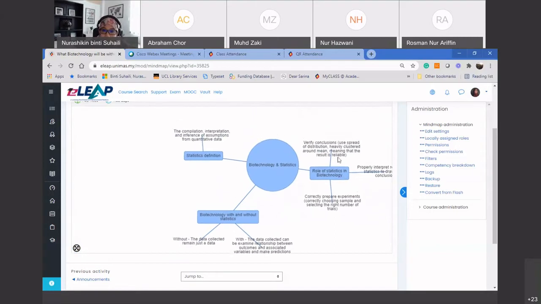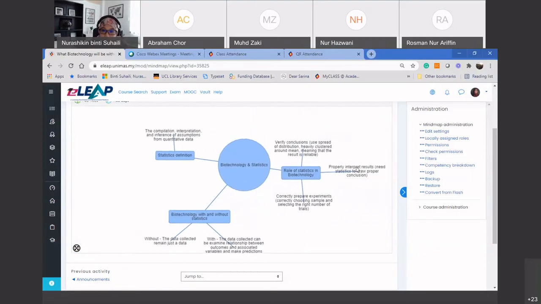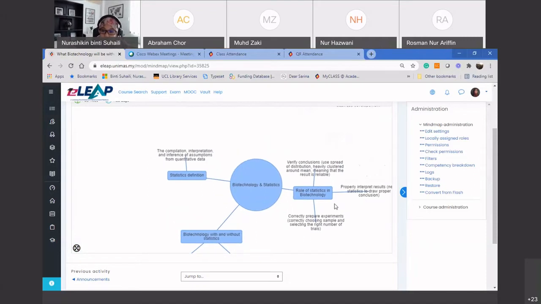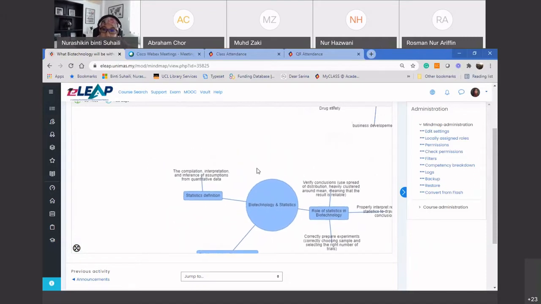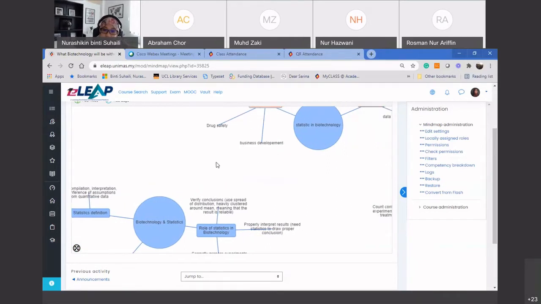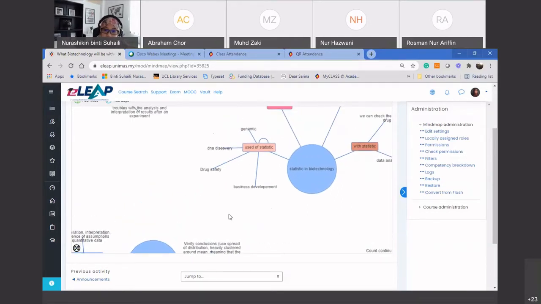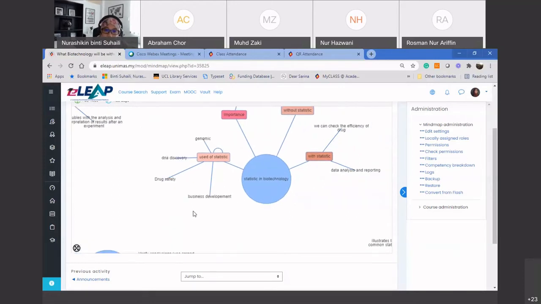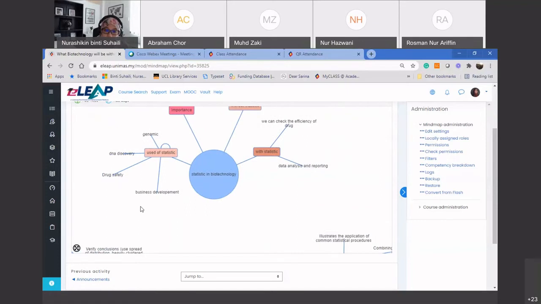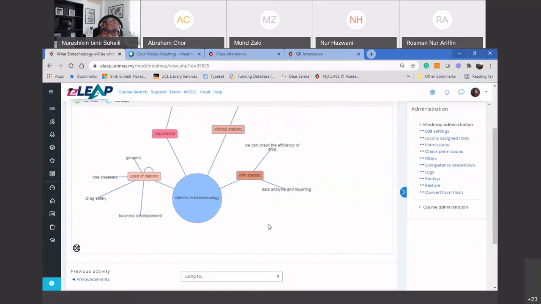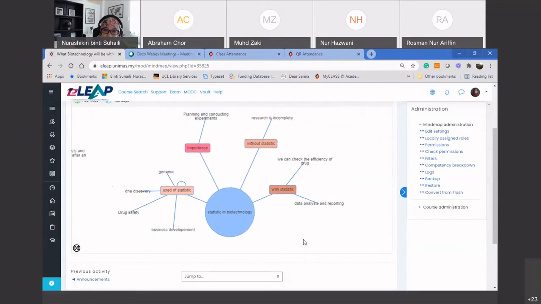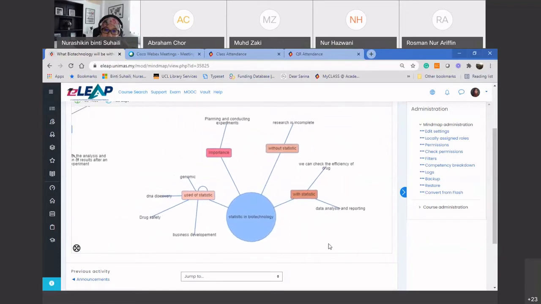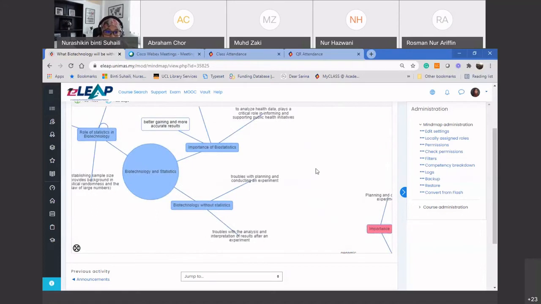What else? Roles of statistics in biotech: properly interpret results, correct. Correctly prepare experiments, yes. Verify the conclusions, yes. Once you determine the mean, the simplest one being the average value, you can use it to represent your data. Use of statistics: DNA discovery, yes. Business development, correct. With statistical data analysis, you can check efficiency. Importance: planning and conducting experiments, correct. What else?